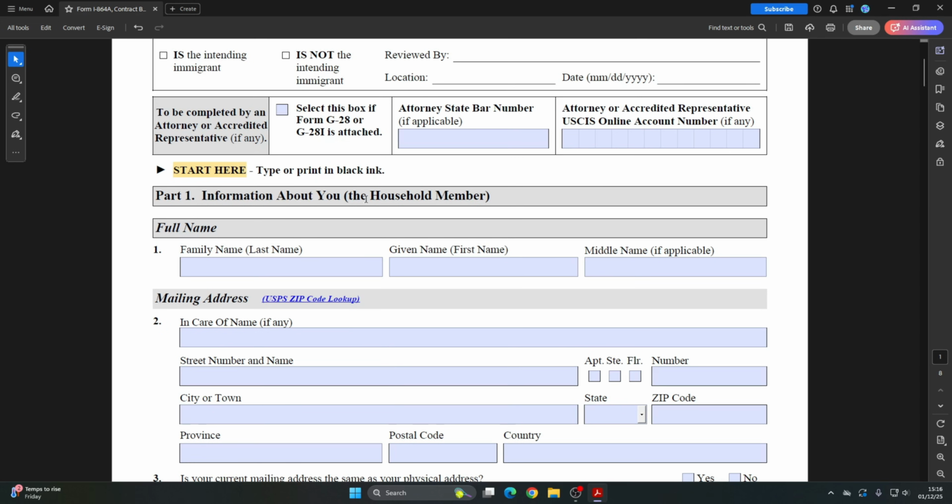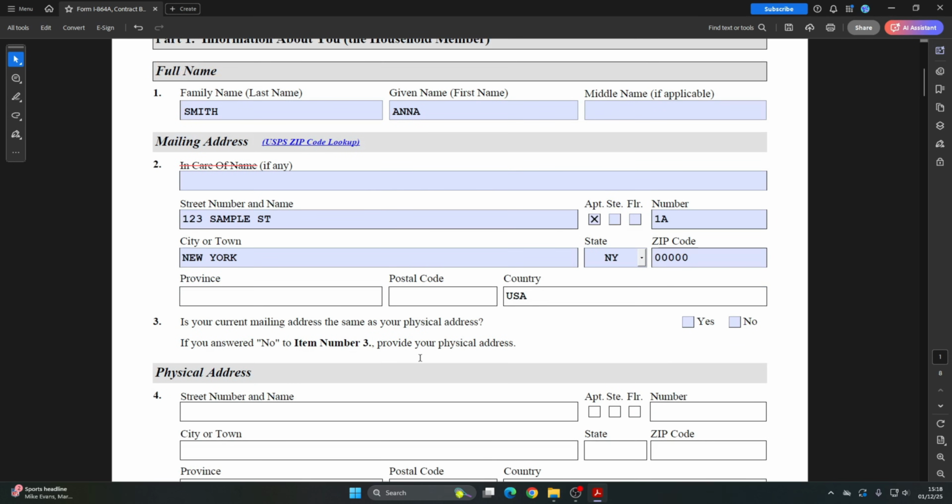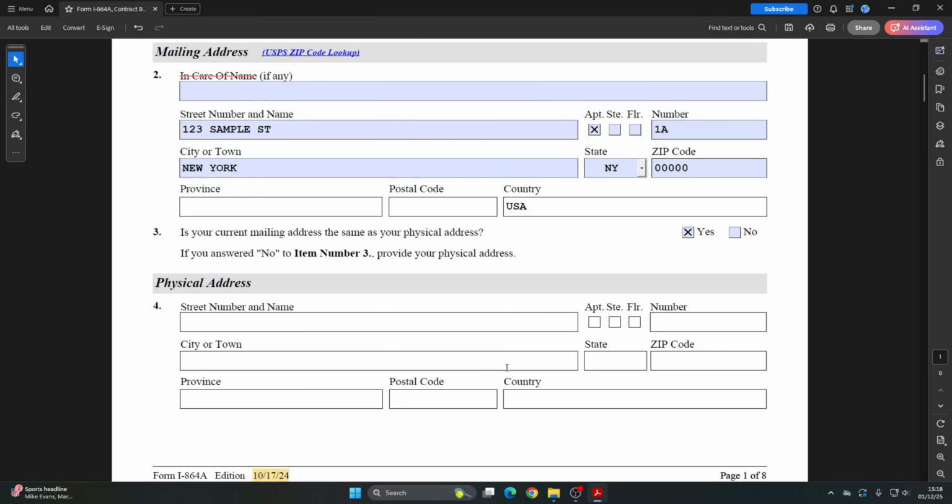Part 1, provide the information about the household member: full name, and provide your mailing address. You only need to fill out in care of name if somebody else receives mail at this address on your behalf. If not, you can leave this line blank and proceed to the actual address. And then indicate if your mailing address is the same as your physical address.